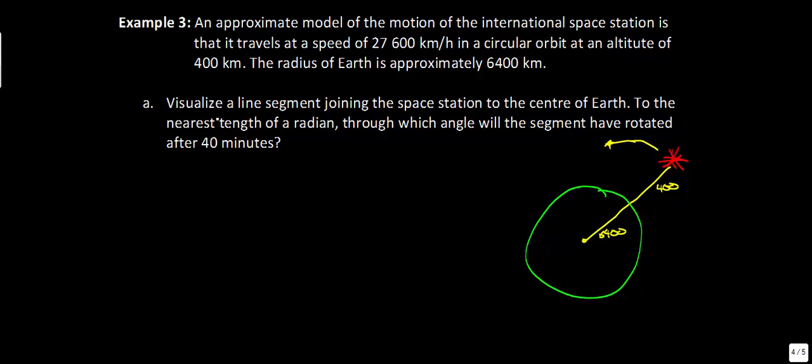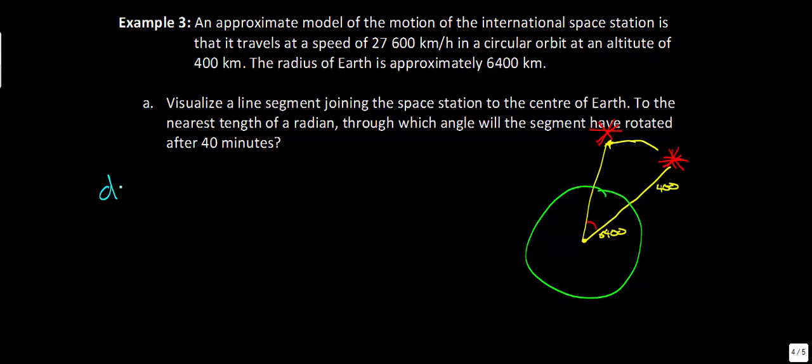So let's read what they're truly asking. It says, visualize a line segment joining the space station to the center of the Earth. So we did that. To the nearest tenth of a radian, so we're in radians, through which angle will the segment have rotated after 40 minutes? So after 40 minutes, what's this angle going to be right here? So I think you can appreciate after 40 minutes, right, the space station maybe is going to be right here. So now it's moved and it's just over there. The question is, what is that angle going to be? Okay, so what we first need to do is figure out what that distance is. How far has this thing gone?